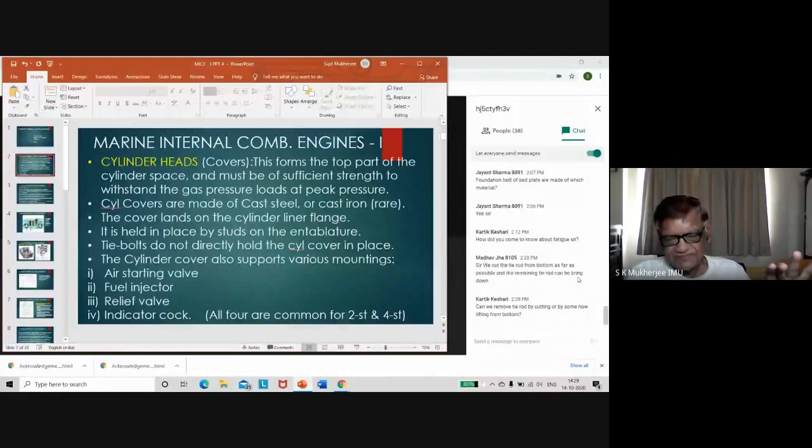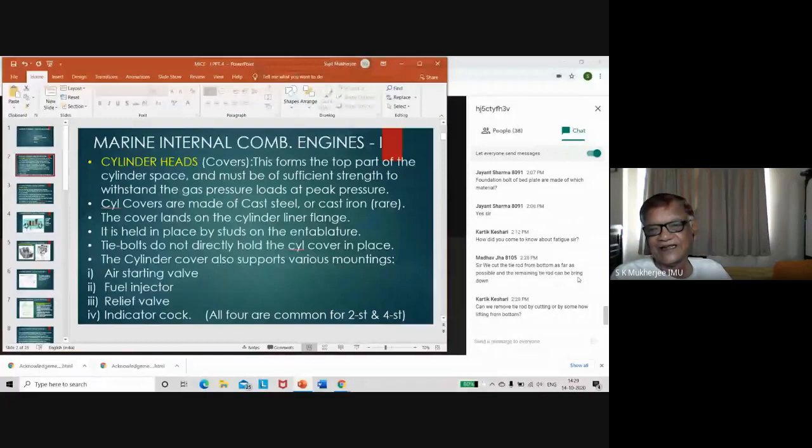And each tie rod is 15 to 20 centimeter diameter. And inside the crankcase, you have oil. So what are you going to cut it with? With the hacksaw, you spend your entire career cutting that piece of iron. Your whole career will be spent sitting in the crankcase and cutting.